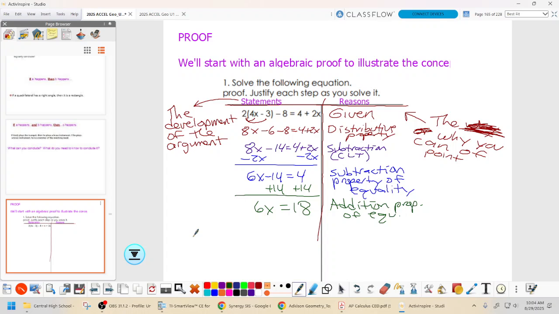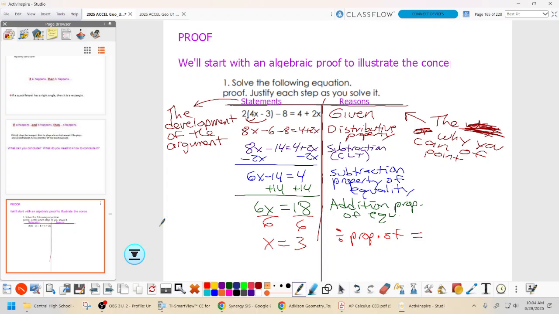Alright? And then we know the last step is to divide. And that is the division property of equality. So now I'm really abbreviating, which is completely fine as long as it's completely clear what you mean. Okay? So division property of equality. That's totally fine. Okay, so you just did a proof.